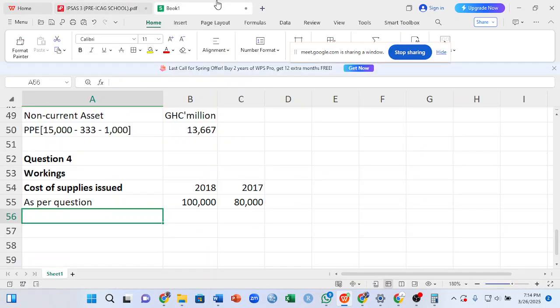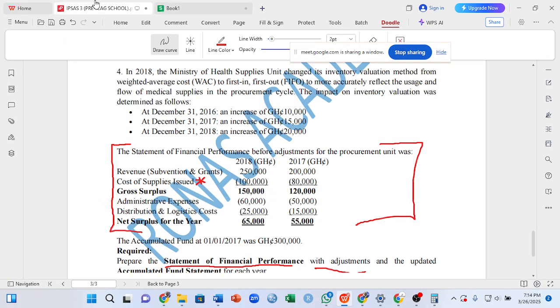So let's divide the adjustment into two. Let's do the adjustment for just the opening inventory, then we'll do the adjustment for the closing inventory. So let's first start with the opening inventory. Now bear in mind that, because of the change in the policy, there will be an increase of your inventory by 10,000 at 31st December 2016. Meaning that if your inventory is increasing, this affects your closing inventory of 2016.